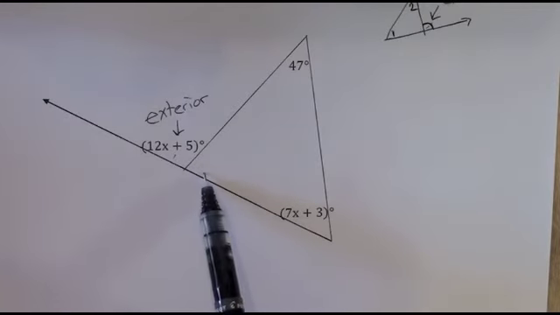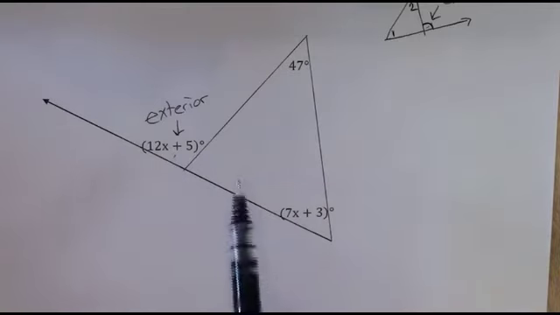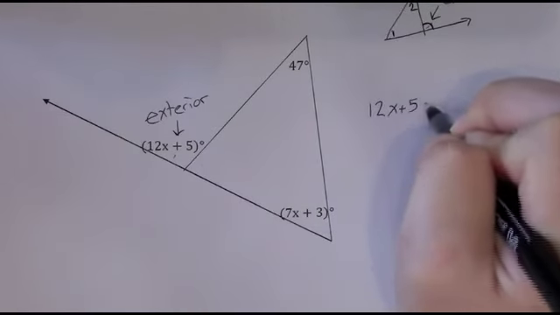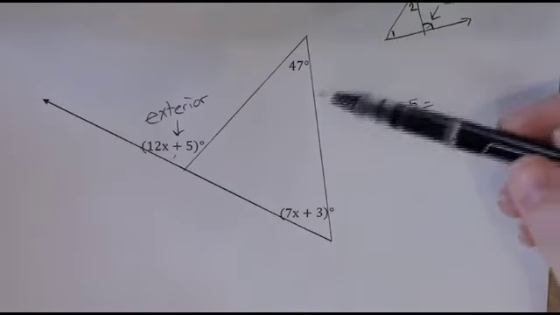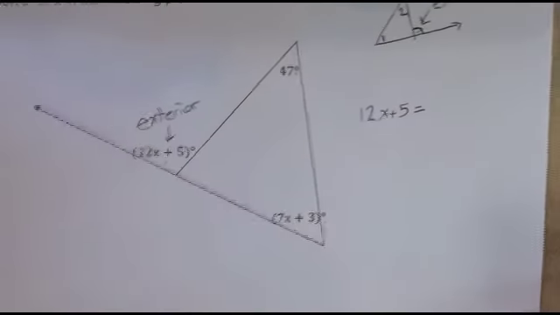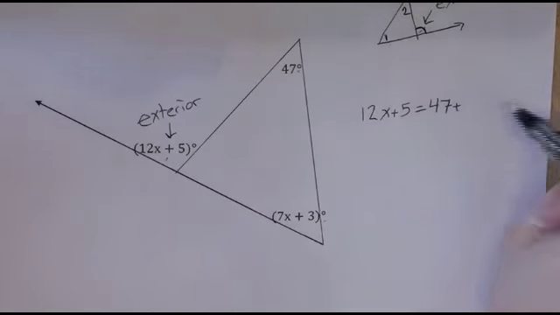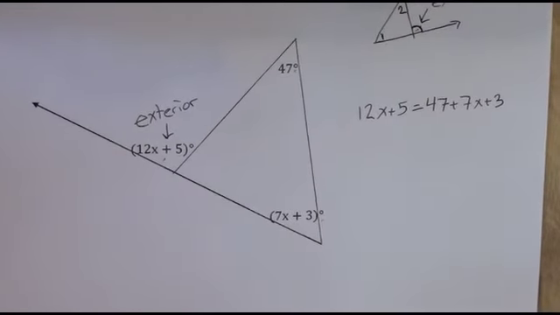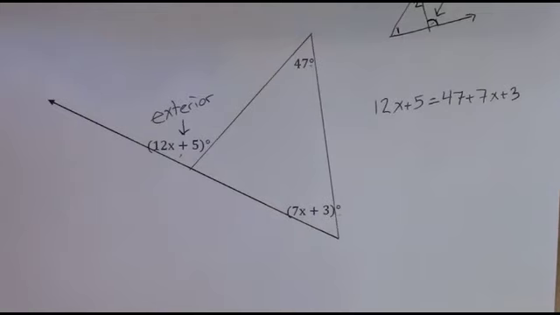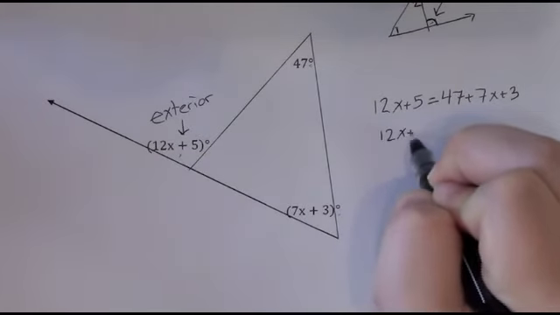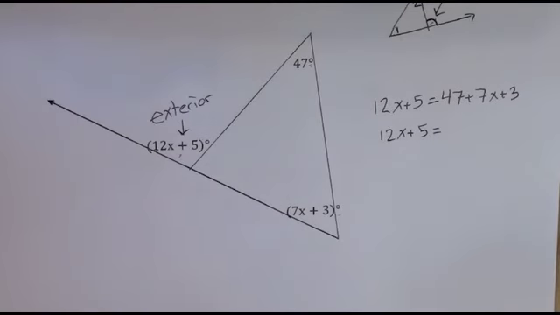It's next to the outside angle, which means the 12x plus 5 is equal to the sum of the opposite interior. That's the 47 plus the 7x plus 3. And we get a nice algebraic equation that we can solve. So first thing I would suggest doing is combining like terms on the right side.